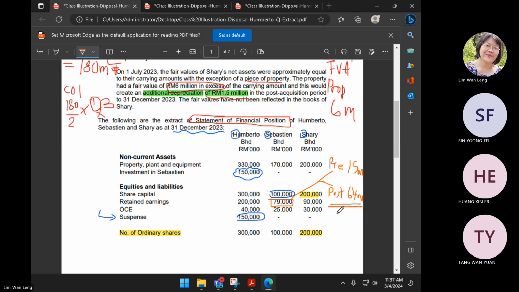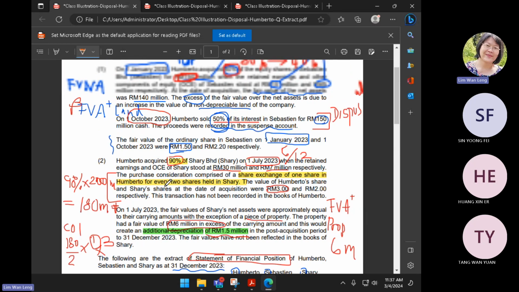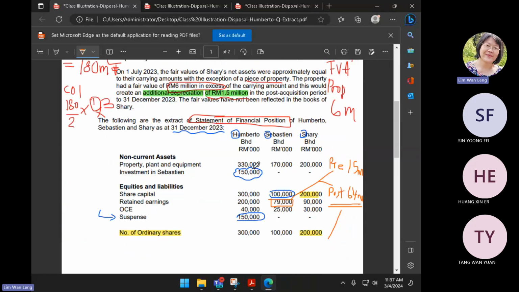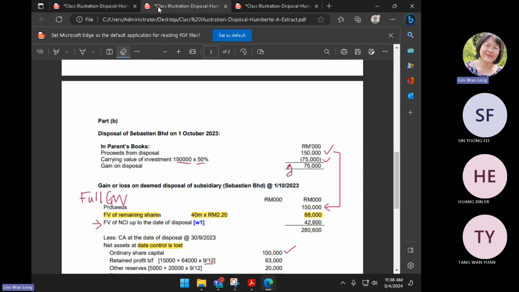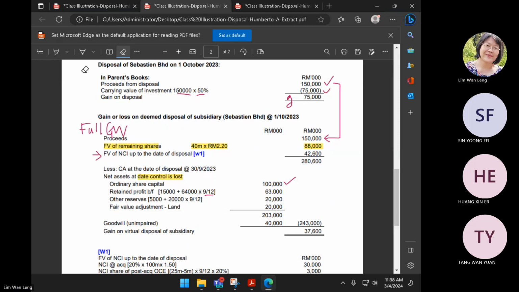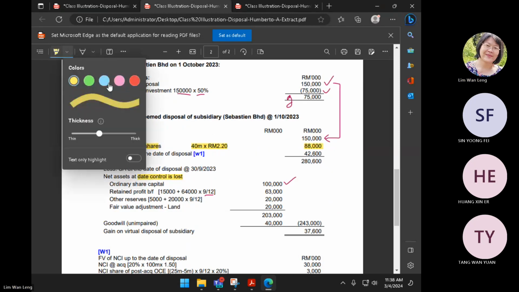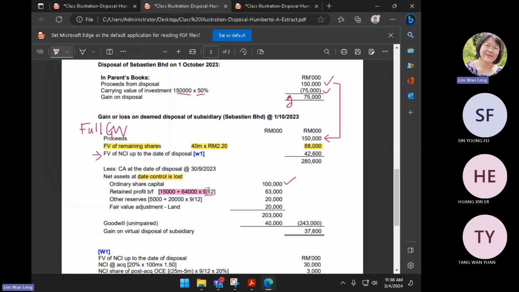So which means you only pro rata up to the date of disposal, which is up to 1st October. So that means you need to take only 9 months out of 12 months. So in other words, how much will be your retained earnings at the date the control is lost? 15 million plus 64 million times 9 out of 12, okay, which is stated here. $15 million plus this, you get your 63.